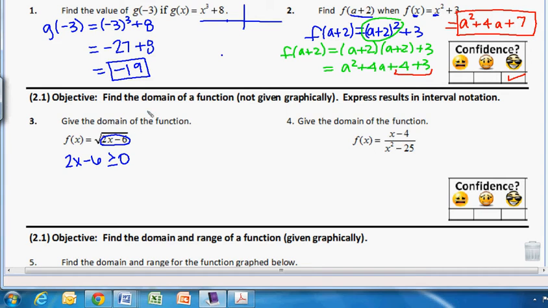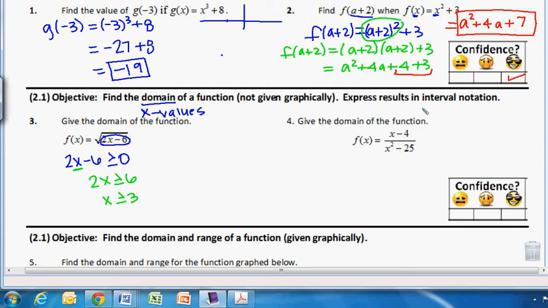That will not work. But domain is all our allowable x values. We're scanning our x-axis. We're finding out what's going on with our function, where does it work, and where does it not work. So now we want to get x alone. We want to figure out what x can and has to be. So we're going to add 6 to both sides. So we'll have 2x is greater than or equal to 6. And then we're going to divide by 2. So x is going to be greater than or equal to 3.